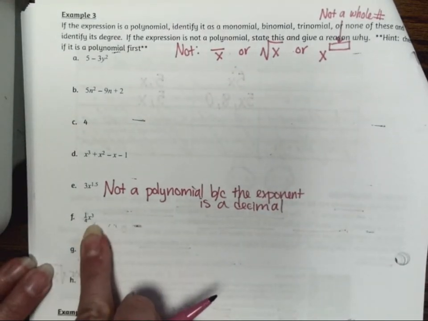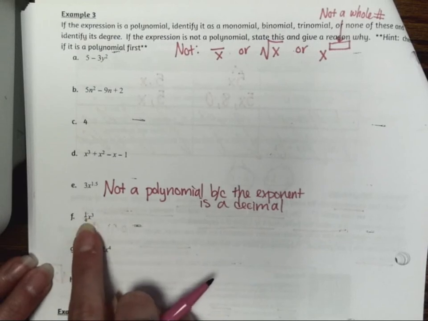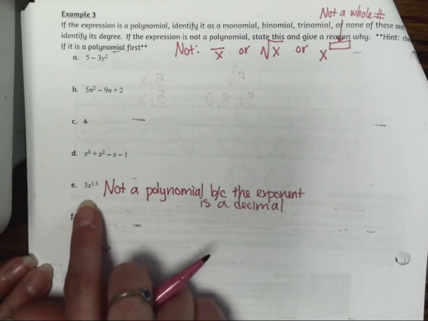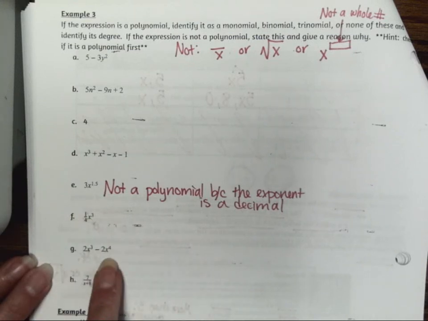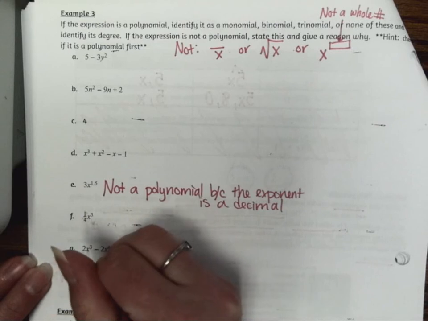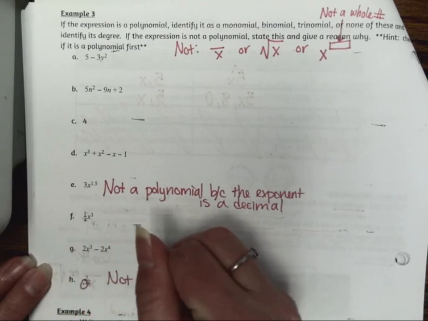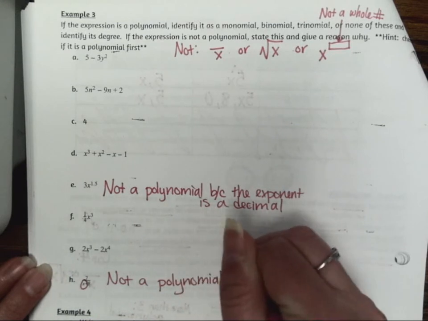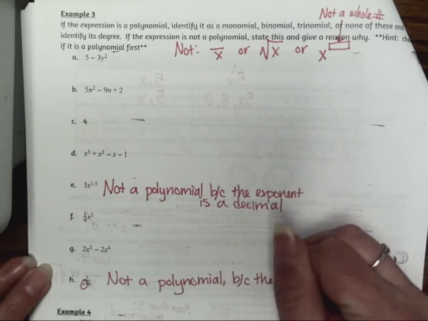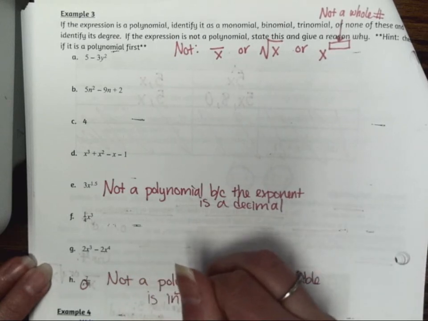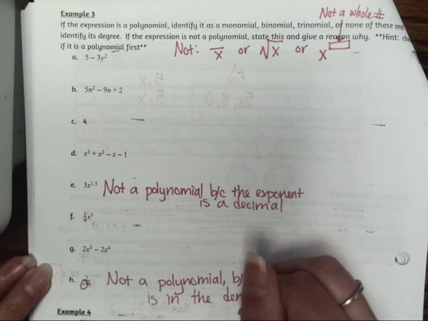Okay, this one is okay. It does have a fraction, but the fraction doesn't have the variable. So the x to the third is just multiplied with the fraction. This one's fine. Now when we get to h, the variable's in the denominator. So this one is also not a polynomial, and that is because the variable is in the denominator.